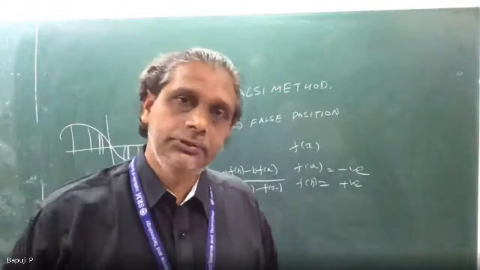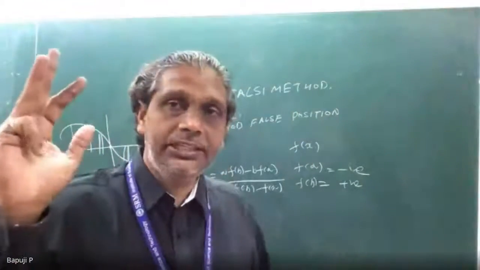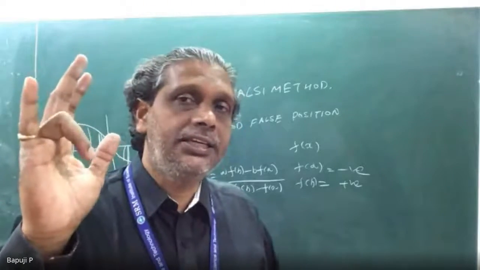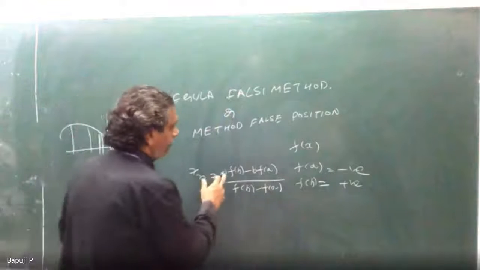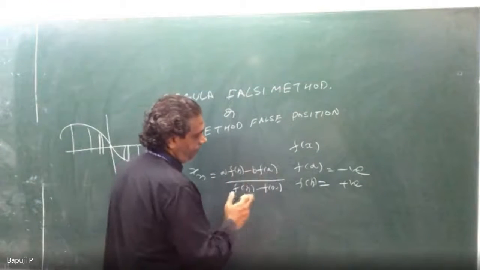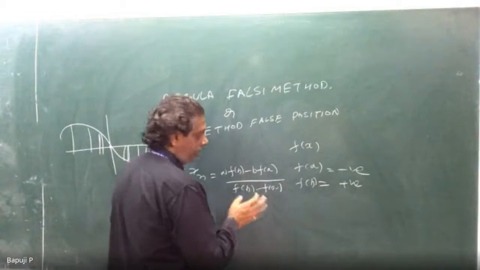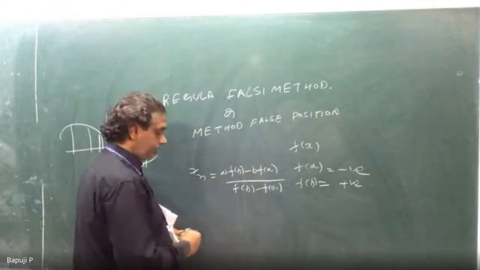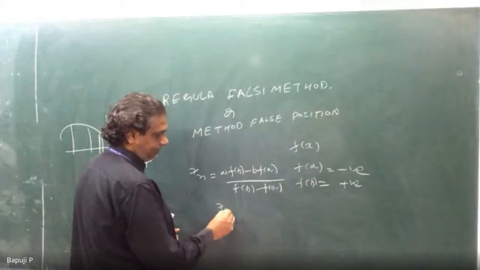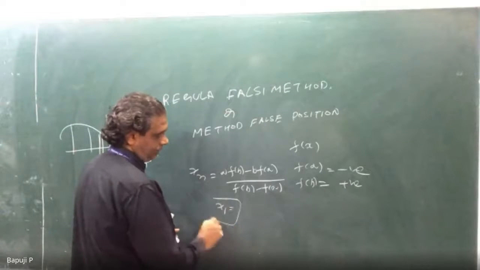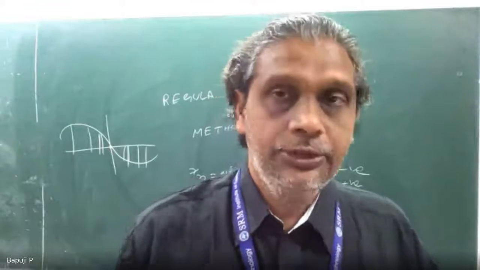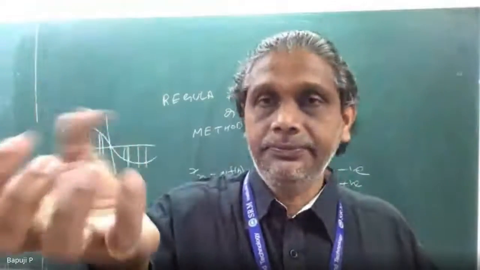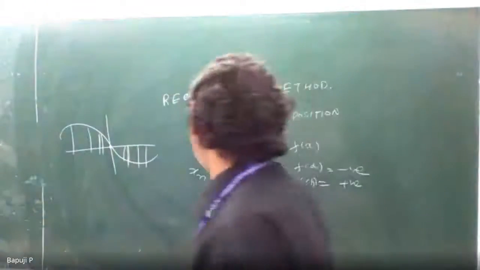Okay or not? We found f of a initially, f of b initially. Then I found the new value using this formula, a into f of b minus b into f of a, divided by f of b minus f of a. Some value I assume is x1. Correct or not? Up to here clear? So taking this x1, I am substituting in my function.